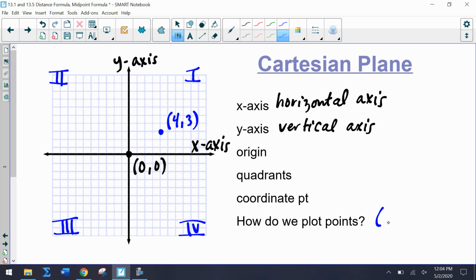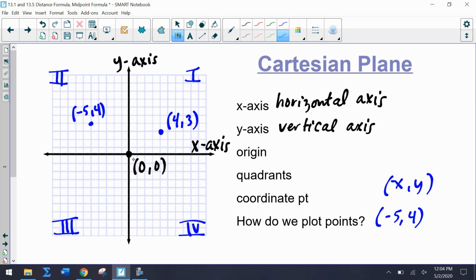So if I asked you to plot a point -5, 4, coordinate points are in the form x, y. So you move horizontally and then vertically. So to plot -5, 4, I'd start at my origin and go over 1, 2, 3, 4, 5, and then go +4. So up 1, 2, 3, 4. And this is -5, 4.